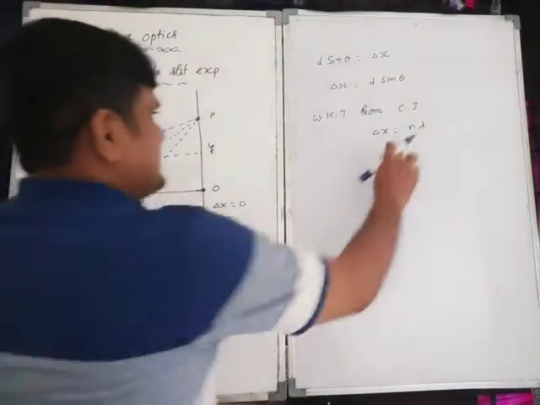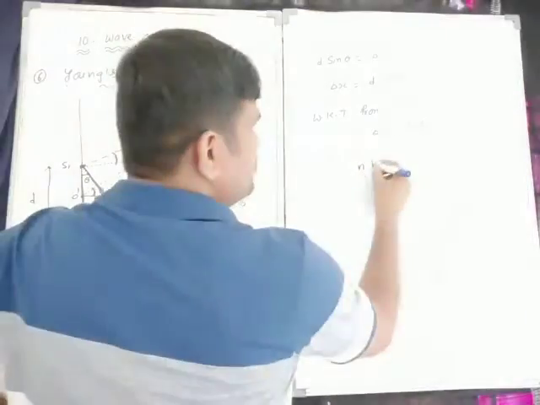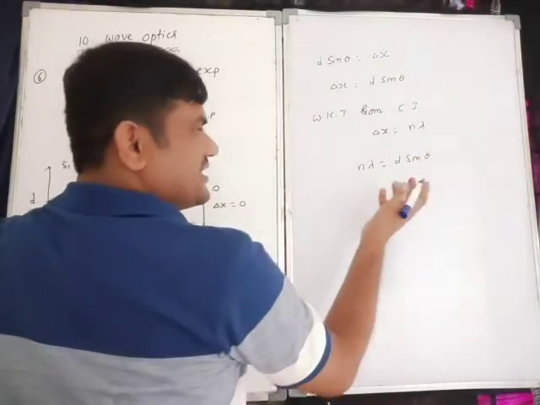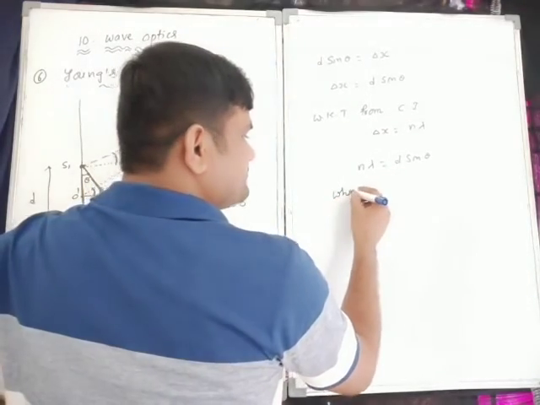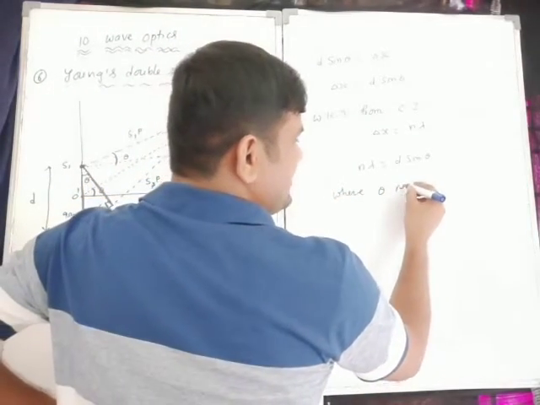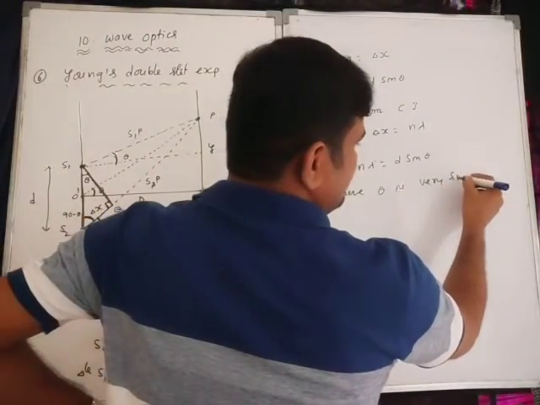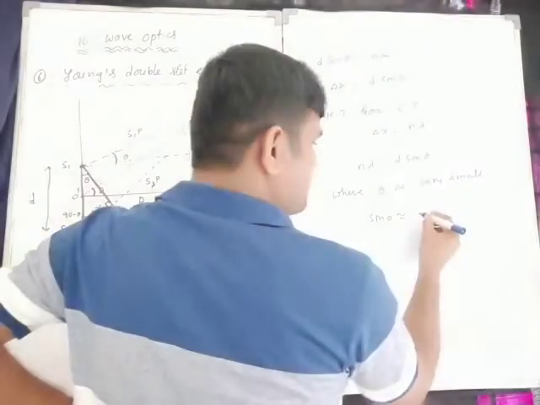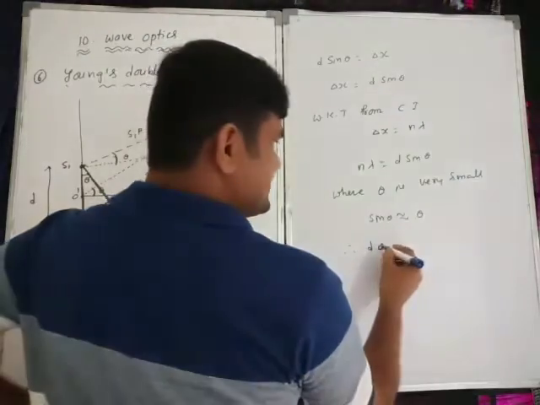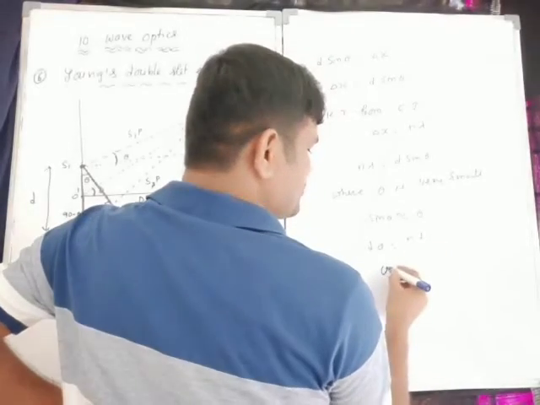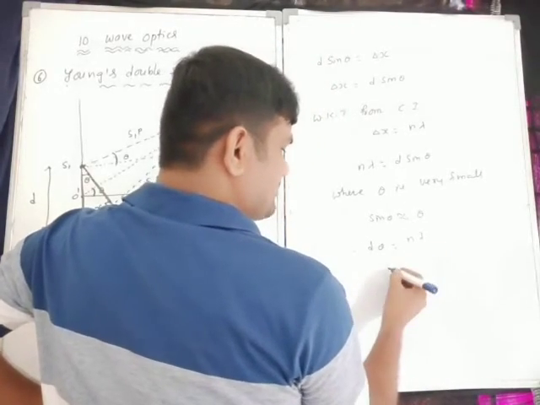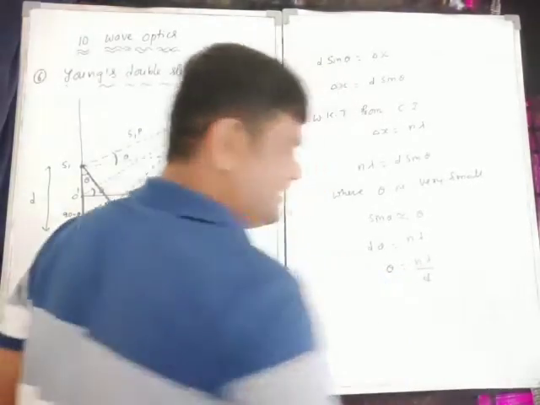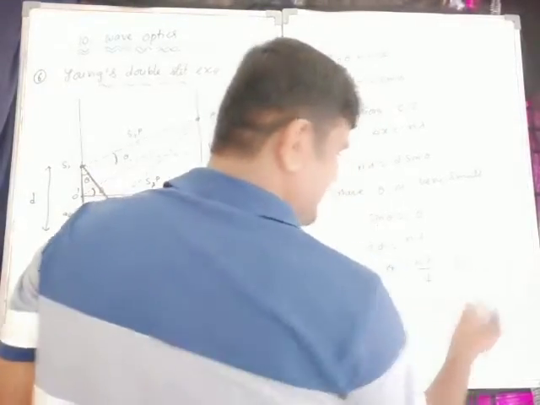So now delta x is n lambda. So n lambda is equal to d sin theta, right? Where theta is very small, therefore sin theta is approximately equal to theta. So d theta is equal to n lambda, so theta is equal to n lambda by d. Remember this as equation number 1.